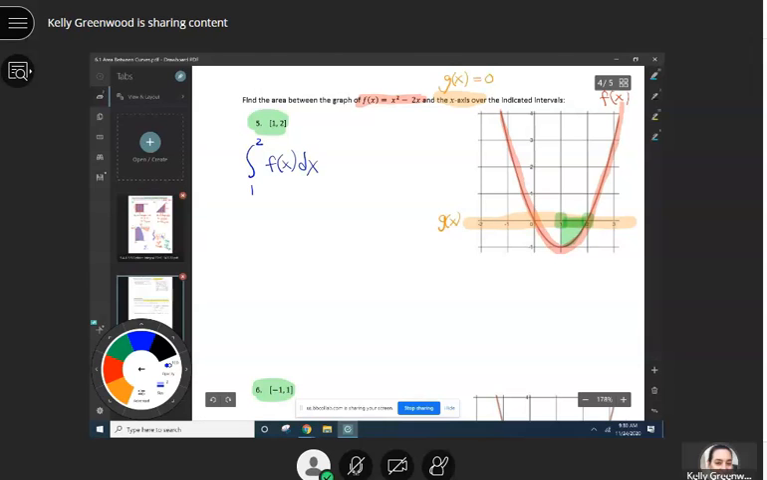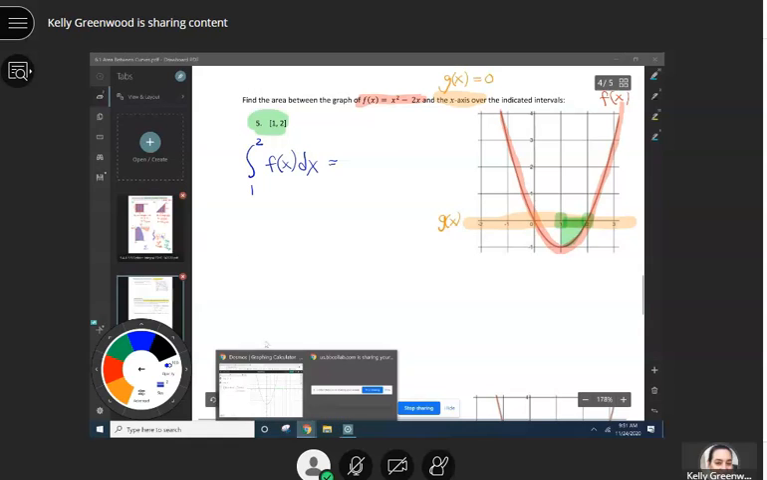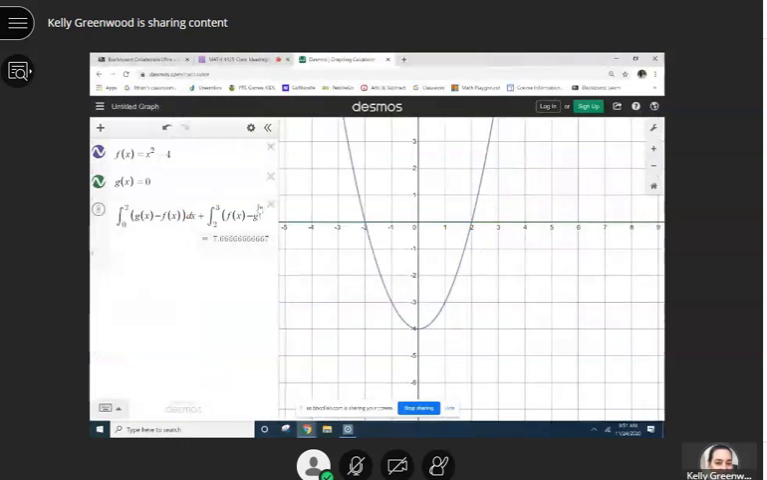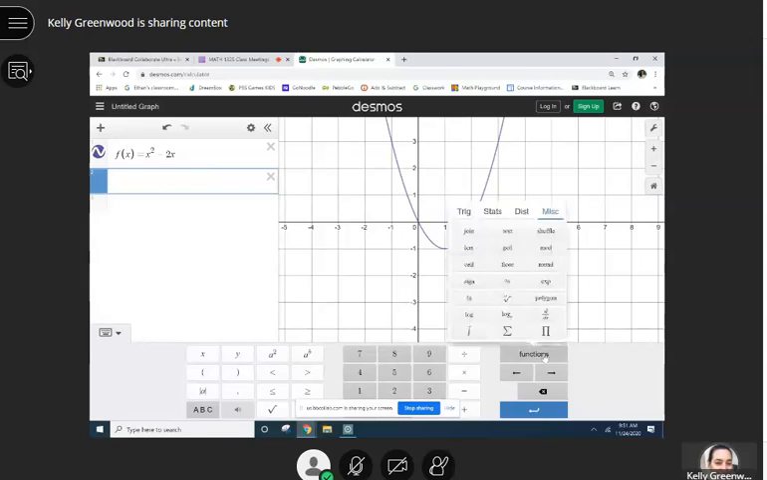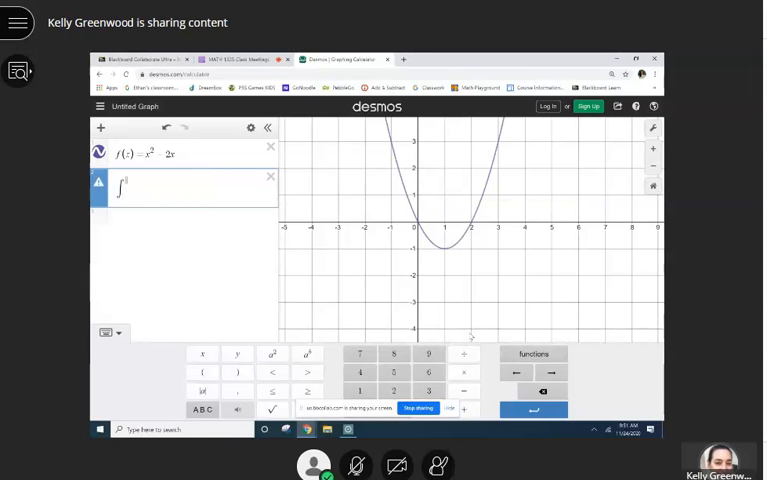Let me go ahead and type that into Desmos and just show you what's going to happen here. So from 1 to 2 of x squared minus 2x. Like when you get really good at calculus, this will be what you do here. So f of x was x squared minus 2x. Okay. And then if I just wanted the integral from 1 to 2 of f of x dx. See how it's giving me a negative number because that area between 1 and 2 is all under the x-axis?